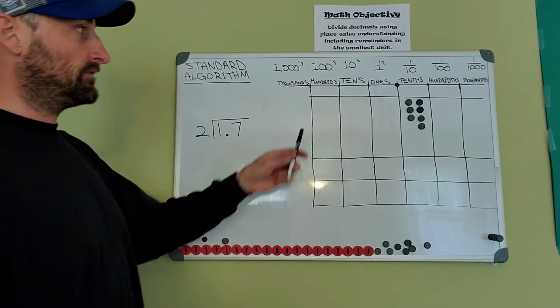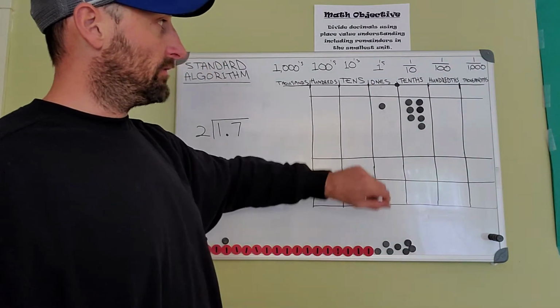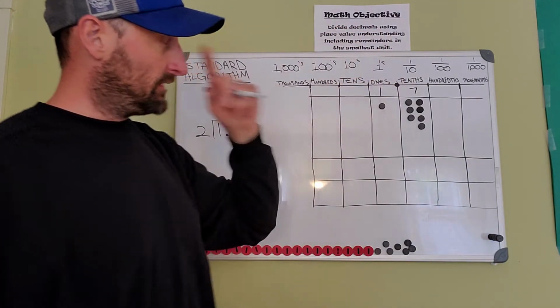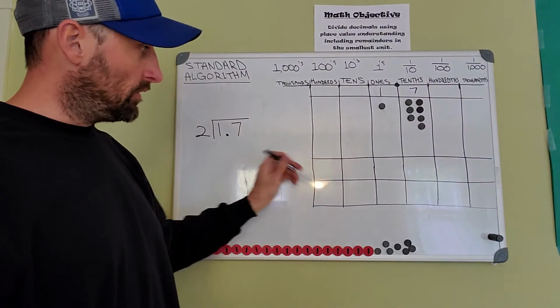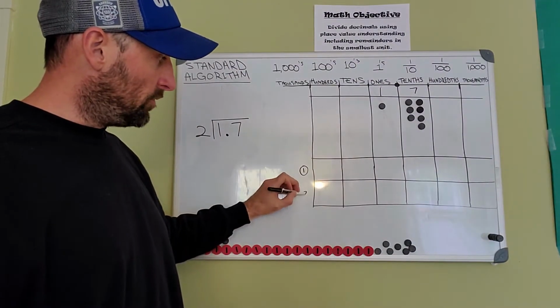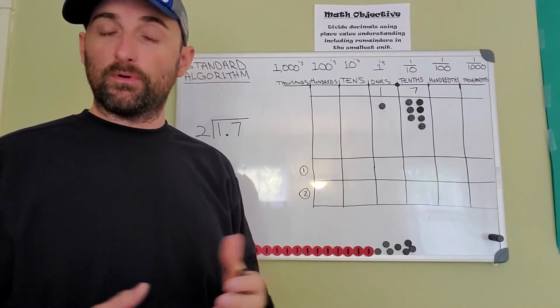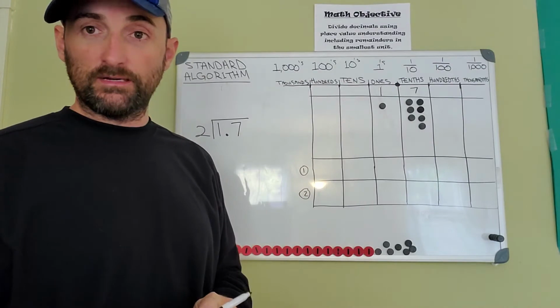Okay, I've modeled 17 tenths, or 1 and 7 tenths, on the board right here. I've got my 1 and my 7 tenths. Now I'm dividing it into two groups. So what I've done is I've drawn two rows at the bottom. Here's row 1, here's row 2, and these two rows will have the same number in them because these are the two equal groups that I'm breaking up 1.7 into.